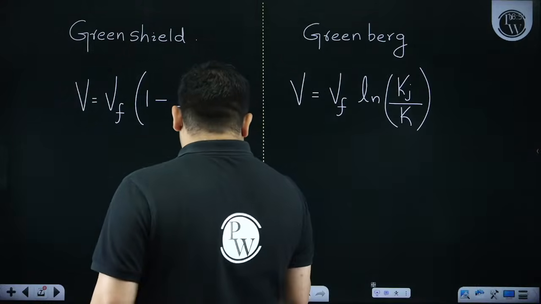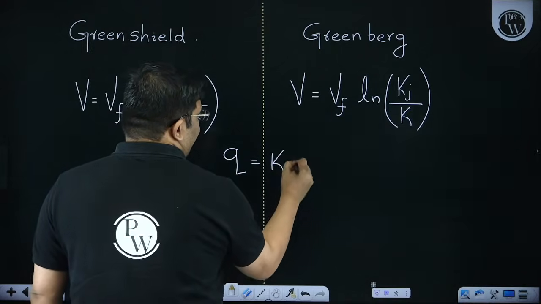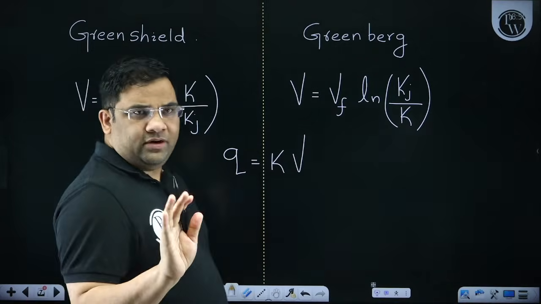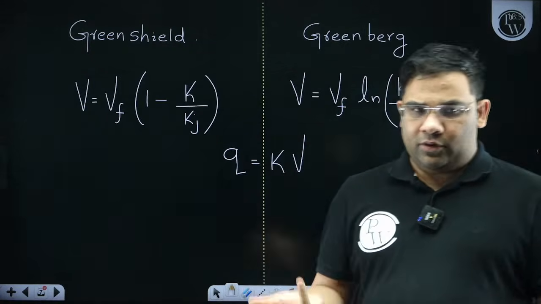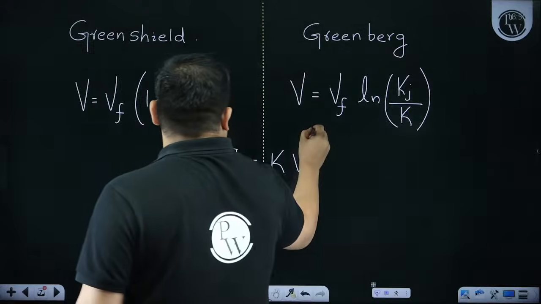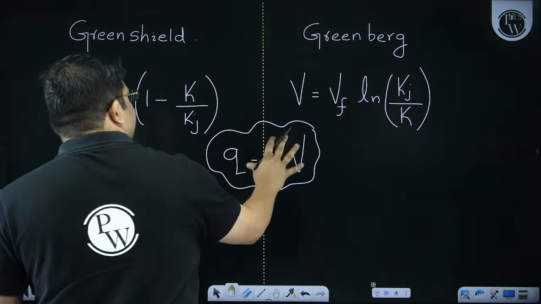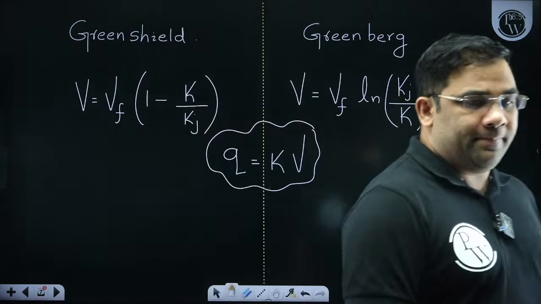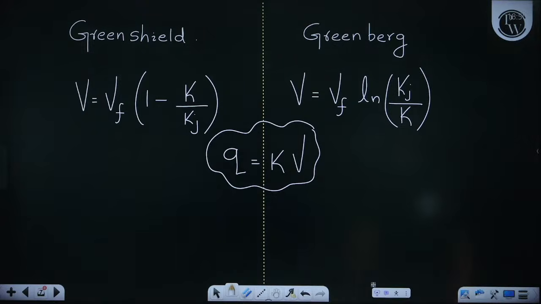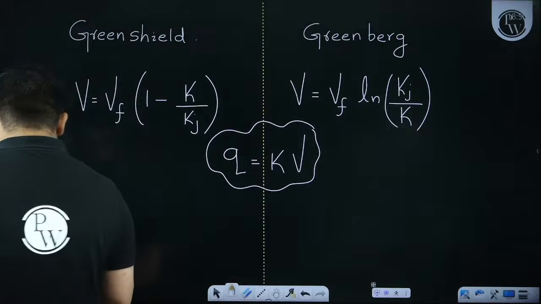Now see, for both the models, Q is equal to K into V, because this is the fundamental relation, so it holds good for any model. This is applicable for Greenshields and also for Greenberg, it is applicable for both of them. Very good. Now let us first see the Greenshields model.